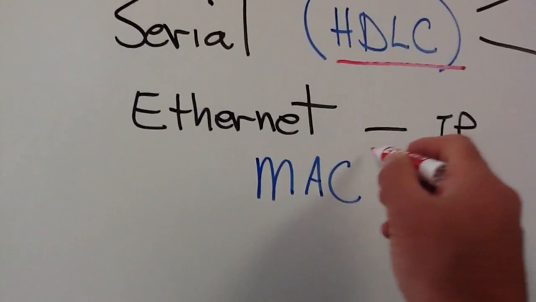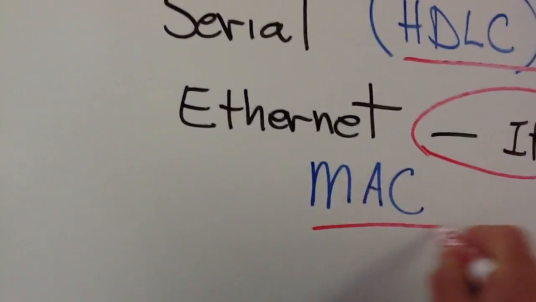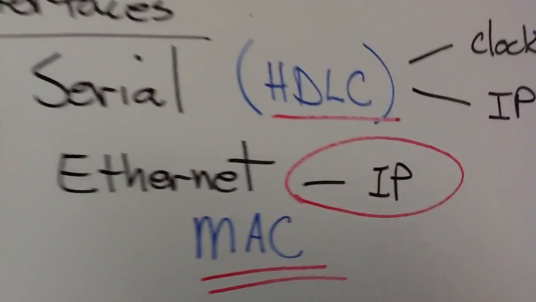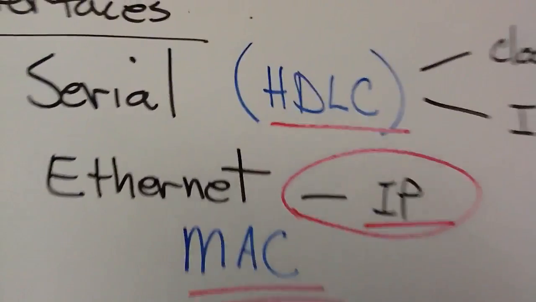Ethernet. Ethernet does not deal with the IP address. We talk about MAC address. But the Ethernet interface has to have an IP address assigned to it.